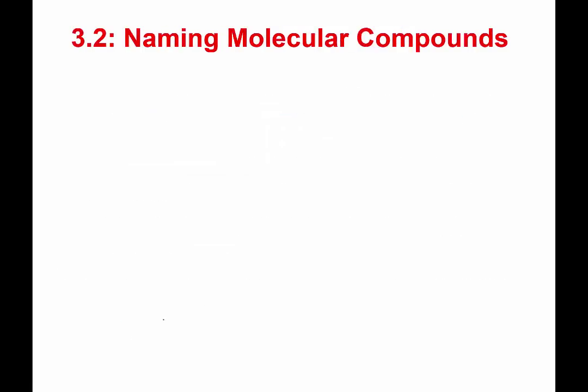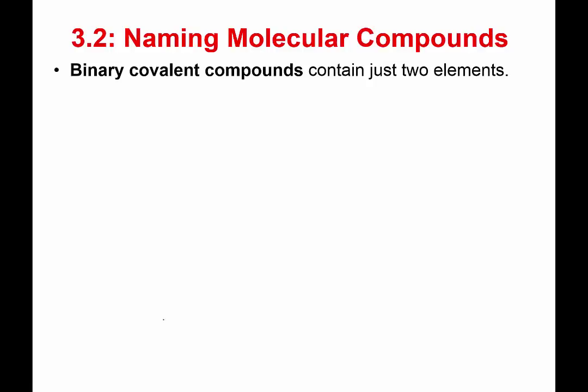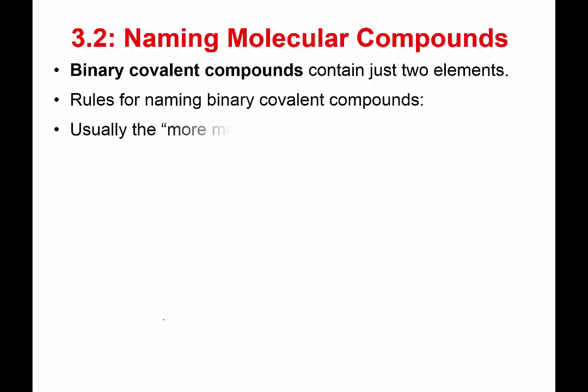So let's start out by talking about how we name covalent or molecular compounds. This is section 2. I'm going over those first because the rules for naming covalent compounds are a little bit easier, so we'll do that one first. And we're just going to focus on what we call binary covalent compounds, which is just a covalent compound between 2 elements. And of course, they're going to be non-metal elements.